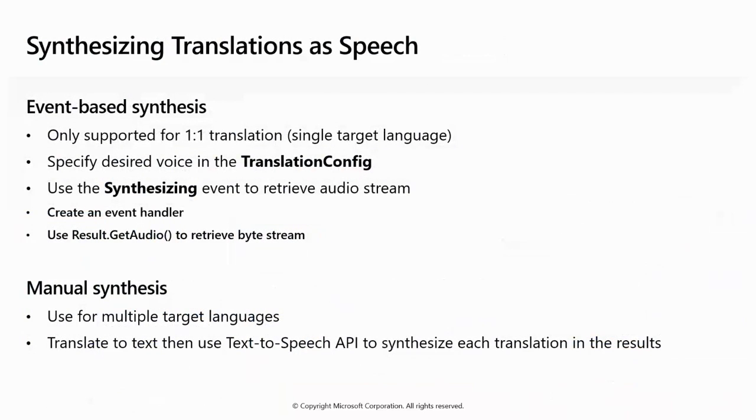Okay, now the translation recognizer takes spoken input and translates it into text. You can also make a speech-to-speech translation solution by synthesizing the translation back as speech. You can do this in two different ways. We have event-based synthesis and we have manual synthesis. Okay?